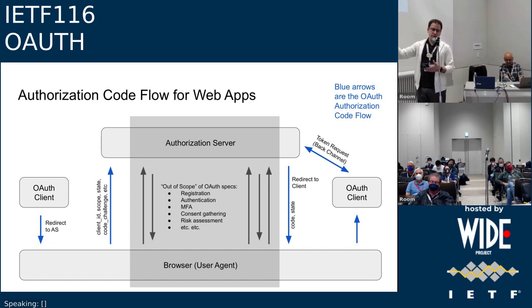So the OAuth flow starts with the client just sending one message. Stuff happens inside this black box that the client can't see. And eventually the client gets an authorization code that it can use to get tokens. This is great for web apps.